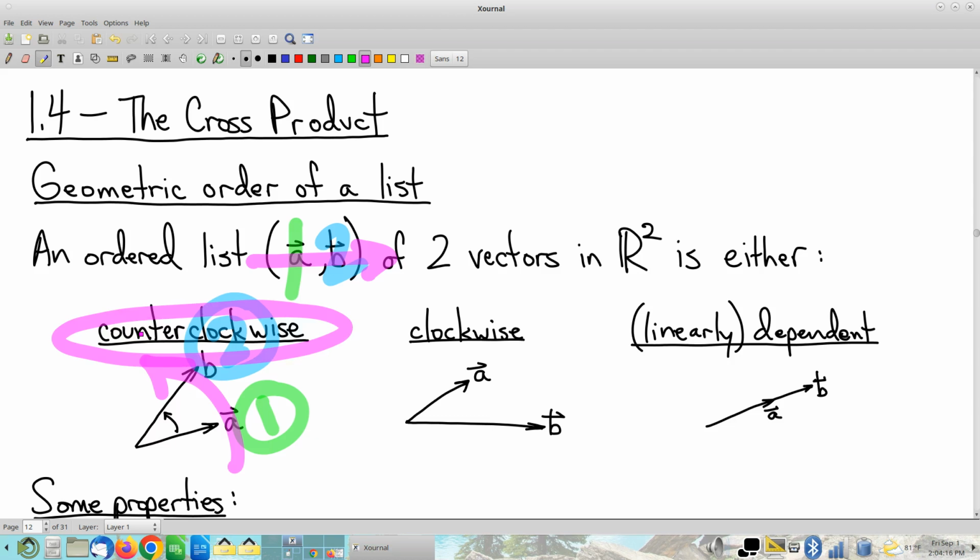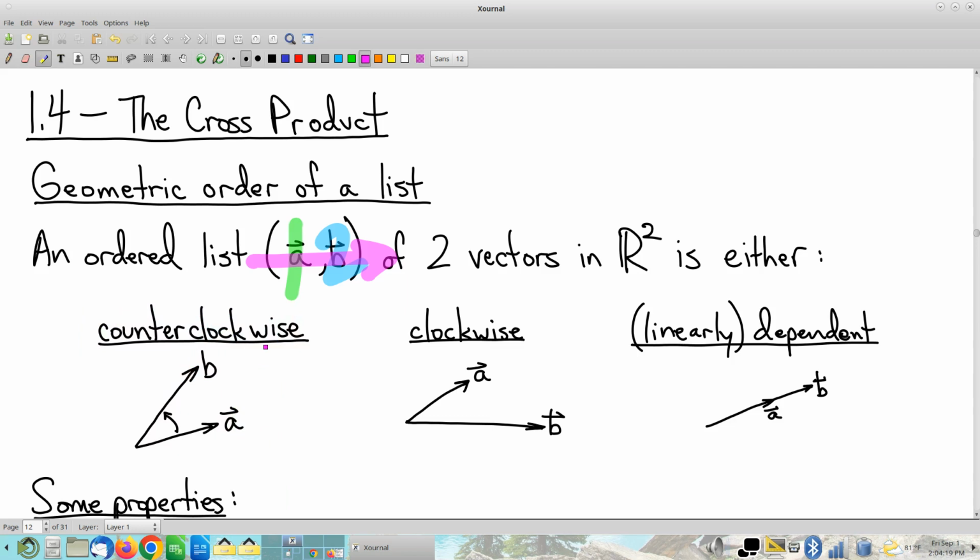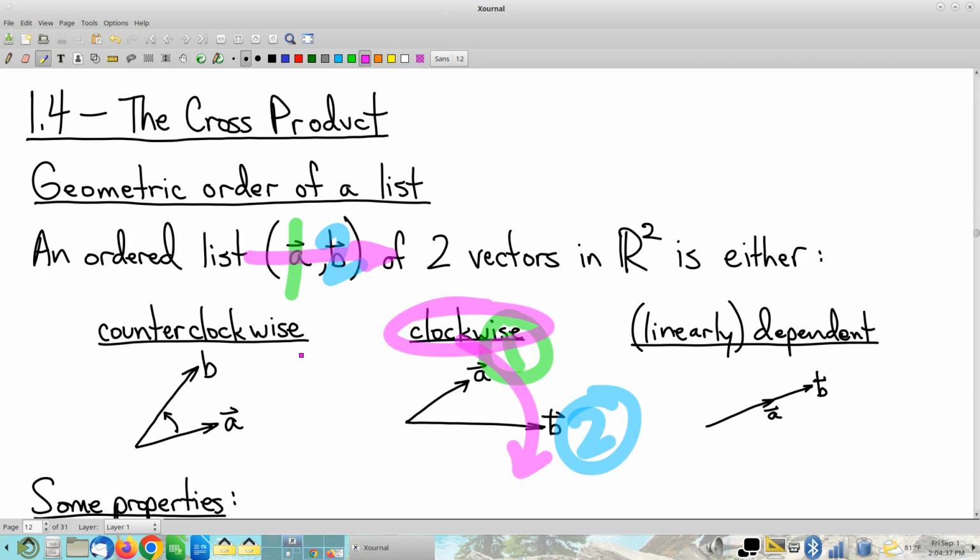Now, of course, it doesn't have to be that these are the vectors in question. What if A was here, A still being first? What if B was way over here this time, B still being second? Well, now, the same list, A first, B second, is now clockwise. Right, and generically, these are the two possibilities. Most of the time, if you have a pair of vectors and you have to decide which one's first, which one's second, it's going to either be clockwise or counterclockwise. Does that make sense to everybody?